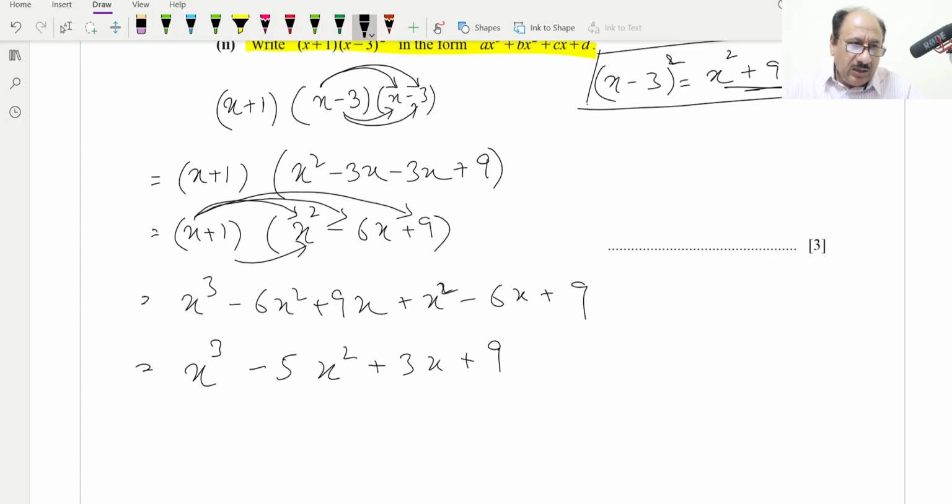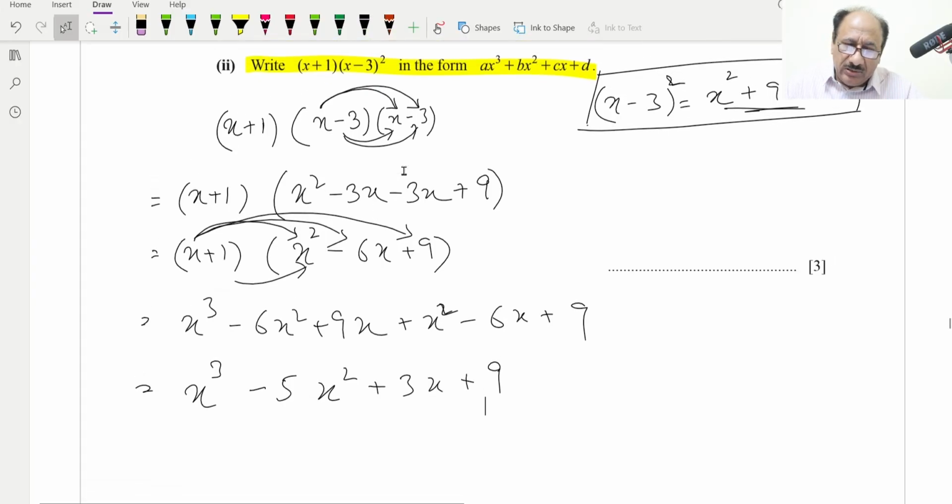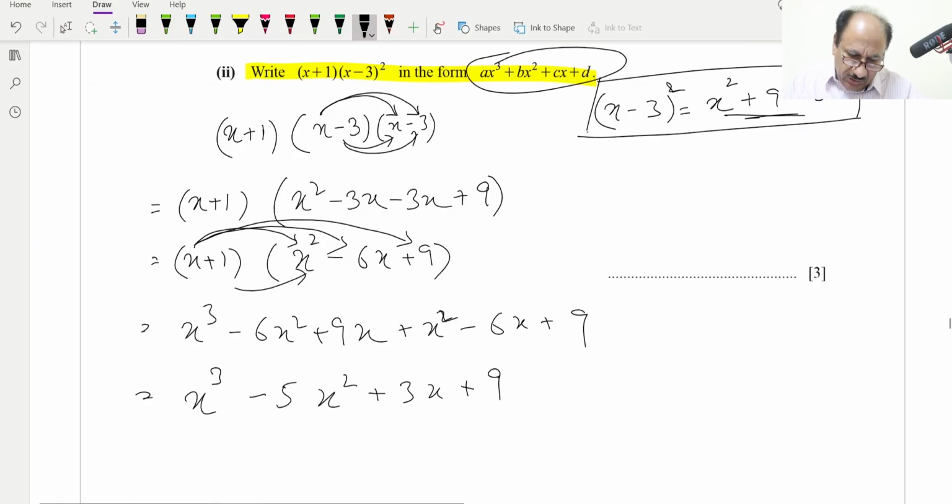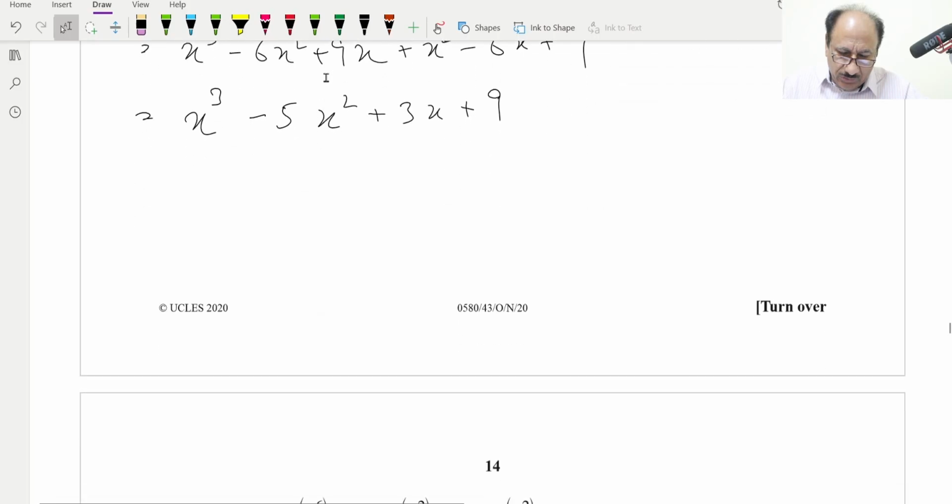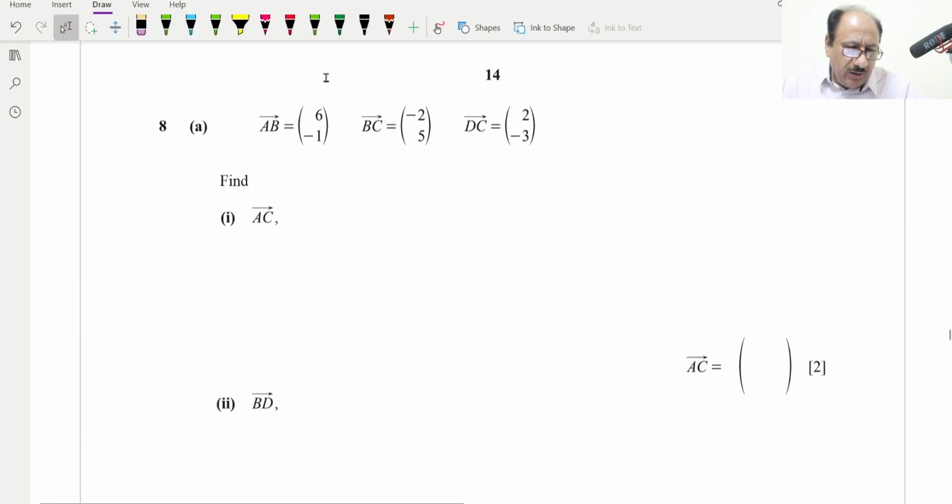And they are asking us to write in this format: ax cubed plus bx squared plus cx plus d. So our equation will be over here: x cubed minus 5x squared plus 3x plus 9. This will be our final answer. Hopefully you understood this. Now part 8 is column vectors.